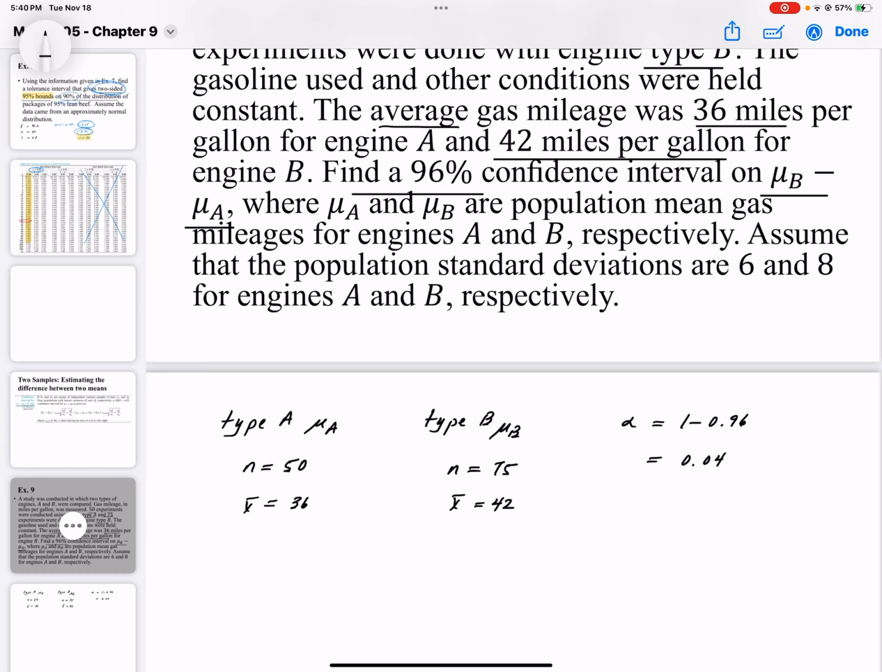Okay, fine. So since it says B minus A, we have to subtract differently. We actually have to subtract using the B value first, and we can very easily do that. Let's go ahead and do that now. That would be 42 minus 36, which is clearly just 6. And then population standard deviations are 6 for engine A and 8 for engine B.